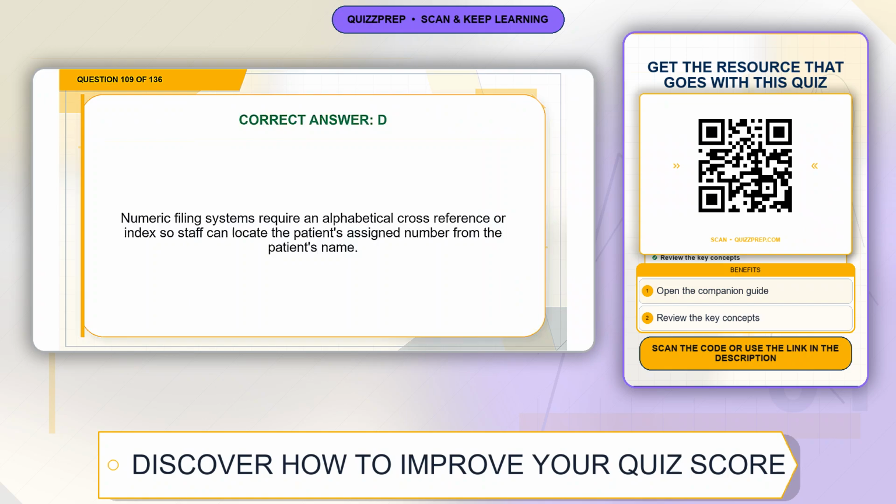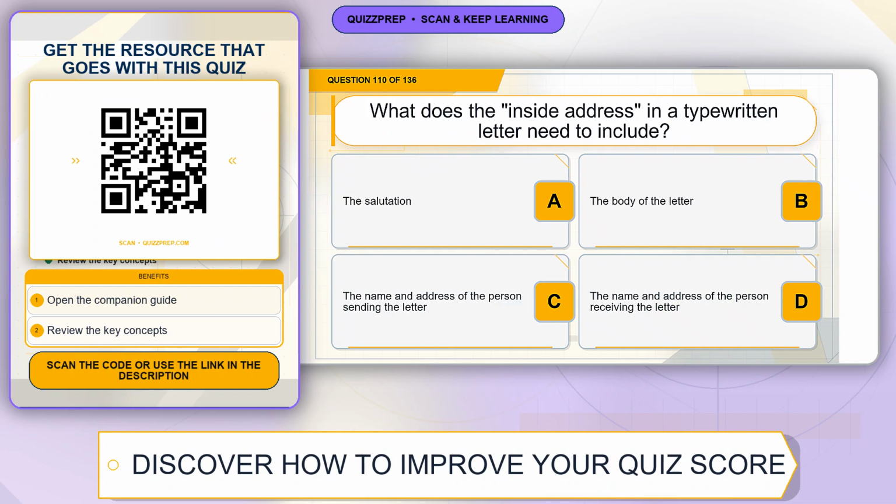Explanation. Numeric filing systems require an alphabetical cross-reference or index so staff can locate the patient's assigned number from the patient's name. Question 110. What does the inside address in a typewritten letter need to include?